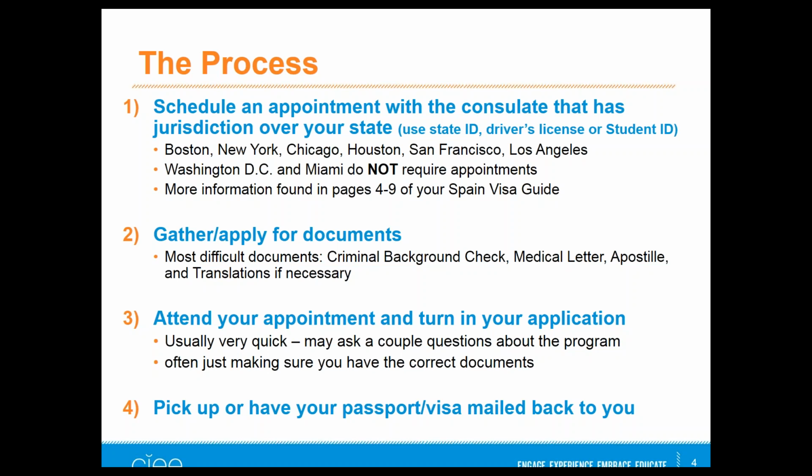Your Spain visa guide is also located under the reading section of your My CIE application, and so you can always view the Spain visa guide there. And I've also sent a link to it out multiple times via email. So just to learn where your consulate is and when to make an appointment, start on page 4, and you'll find that information for your consulate.